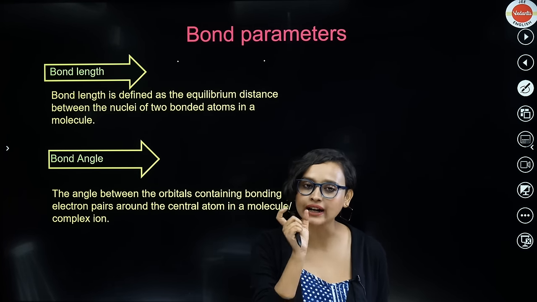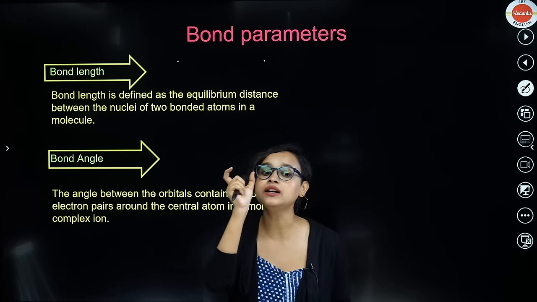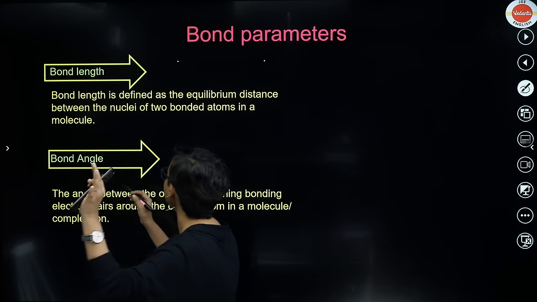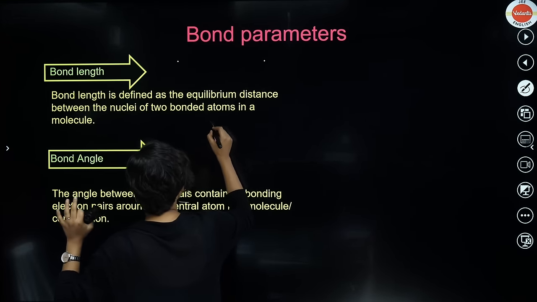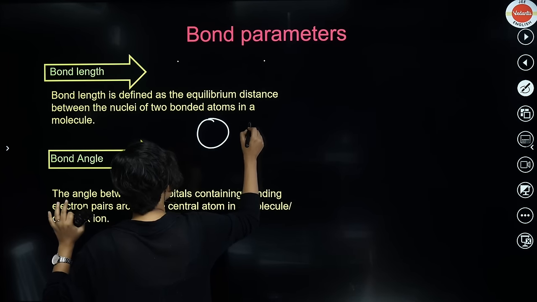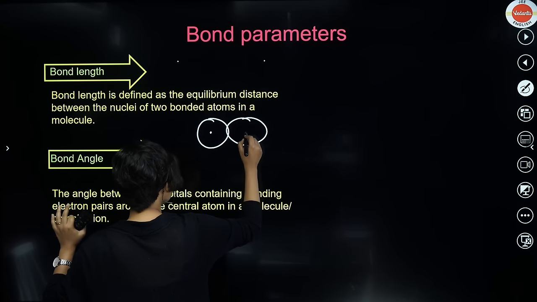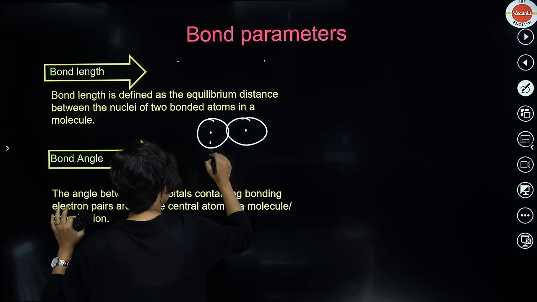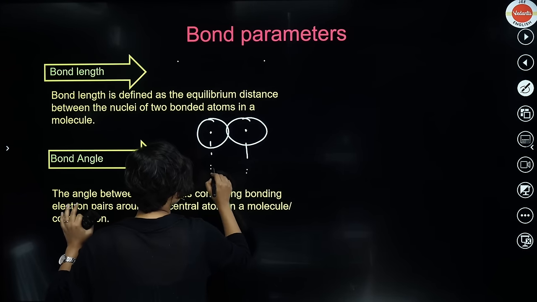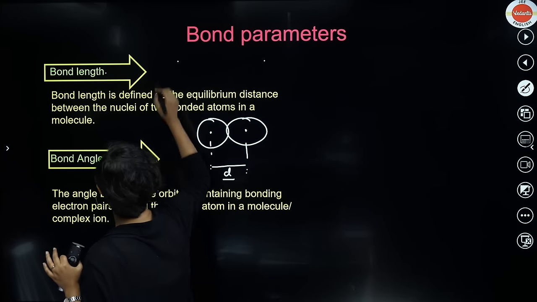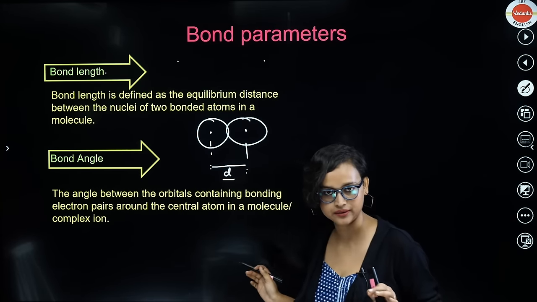But anyway, what is bond length? Bond length is defined as the equilibrium distance between the nuclei of two bonded atoms. That means in a molecule. So let's say that we have a molecule here, right? Here is an atom. Here is another atom. These two are bonded. This is your nuclei. This is your nuclei. Now from here to here, when you measure this distance, this D is your bond length.